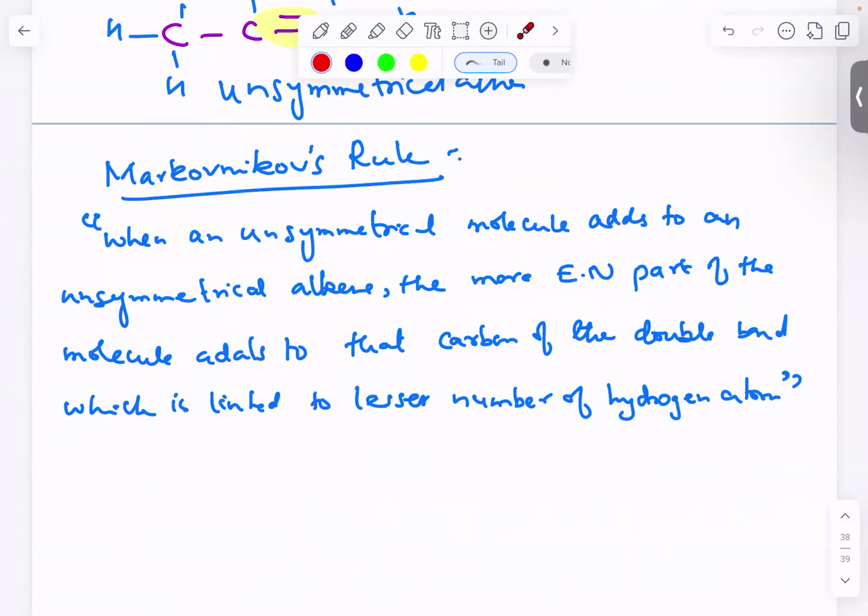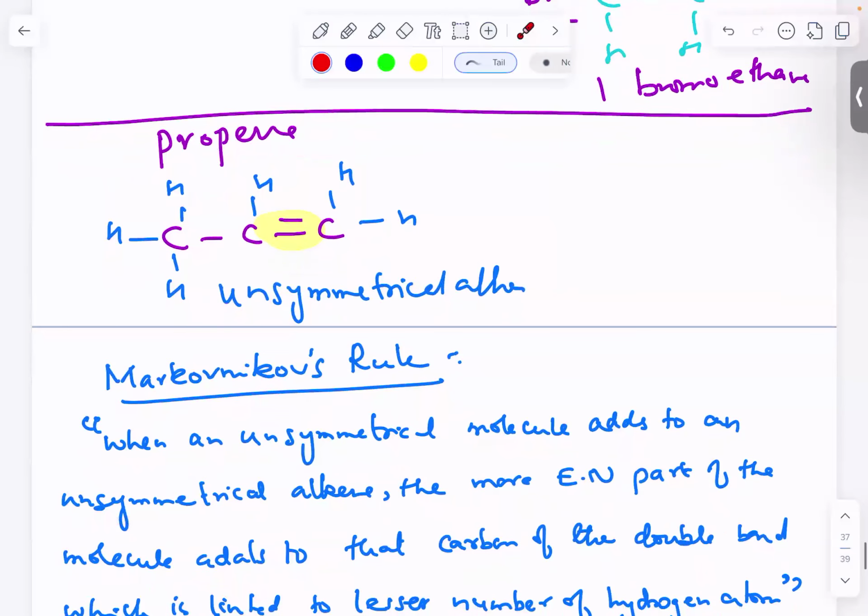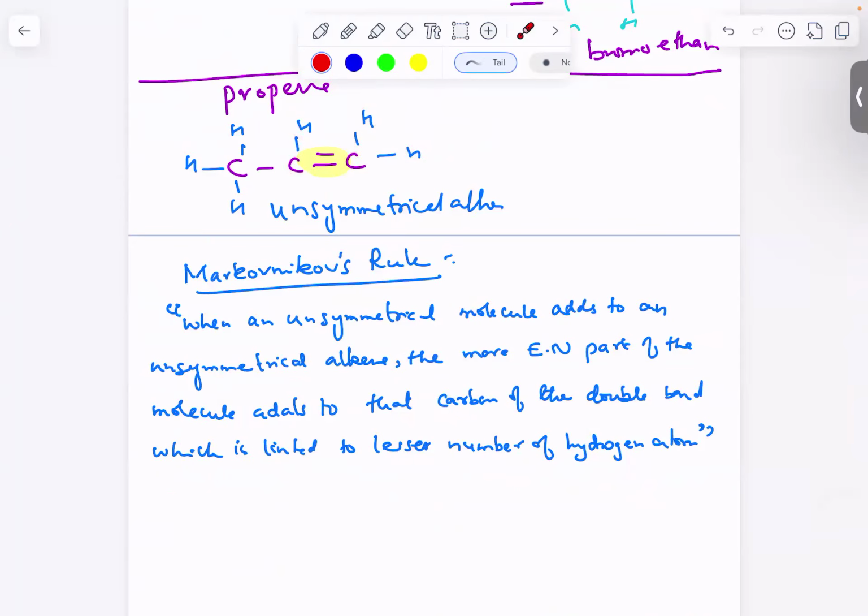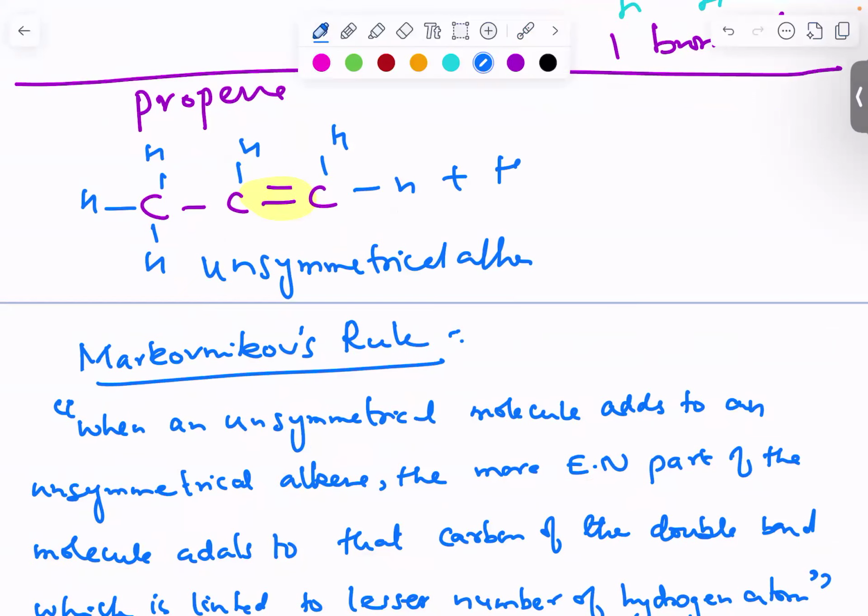Got it? When an unsymmetrical molecule adds to an unsymmetrical alkene, I have already told you what an unsymmetrical alkene is: if we talk about the double bond, the carbon atoms towards both the sides of the double bond should have equal number of hydrogen. However, this carbon has two hydrogen and this carbon has only one hydrogen. So it means it's an unsymmetrical alkene. The more electronegative part of the molecule. Now, which is the electronegative part of the molecule? If I take HCl, because chlorine is more electronegative, it is going to get a partial negative charge, giving a partial positive charge to the carbon atom. So what is the more electronegative atom? Cl is the more electronegative atom.